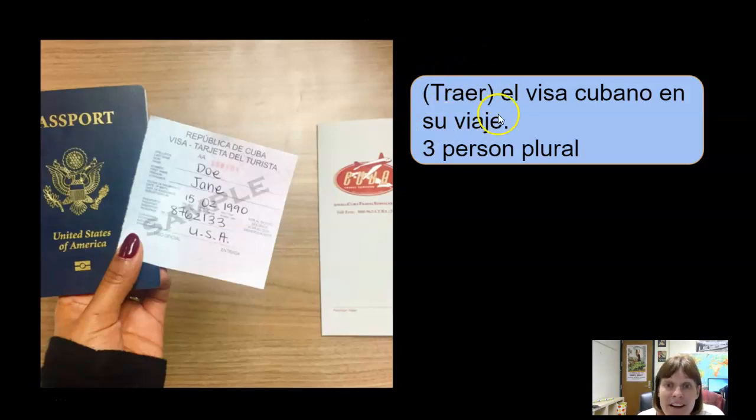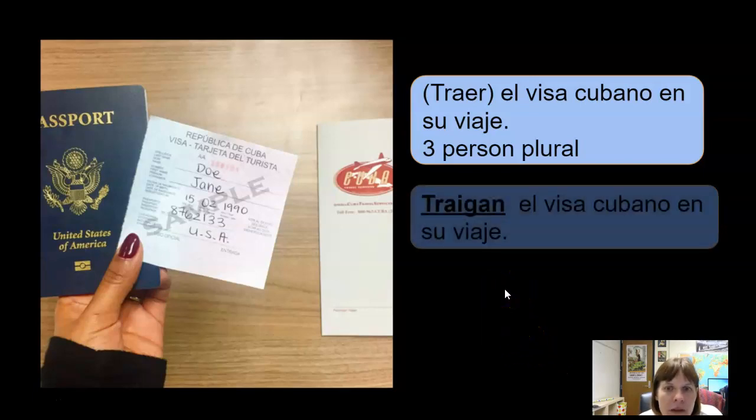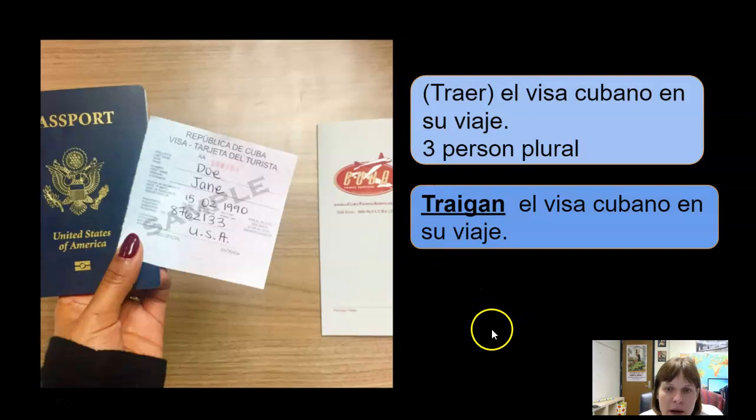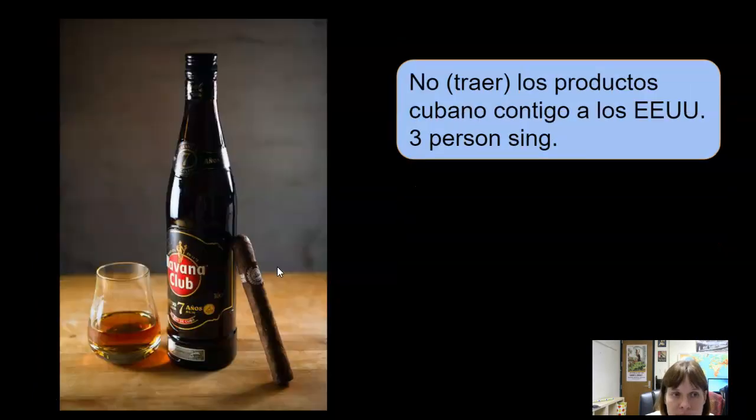So traer es un verbo irregular in the yo form. It's one of those go verbs. So traer in the yo form is traigo. So with that being said, how do you think you make that a formal command? Traigan el visa cubano en su viaje. Muy bien. Really important that you have your pasaporte and your visa if you want to viajar a Cuba.